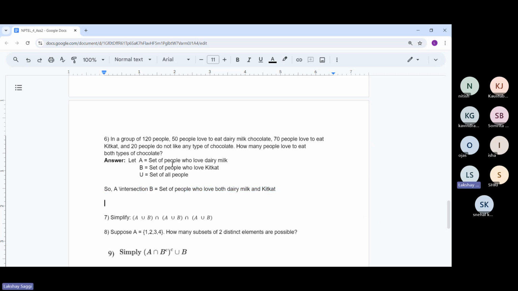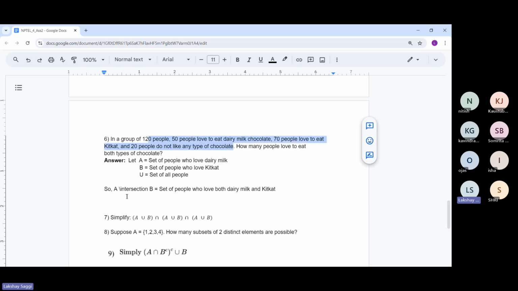So, we are also given some cardinalities, and maybe we'll make use of these. We are given the number of people who love to eat Dairy Milk and who love to eat Kit Kat, and we need to find out how many people love to eat both types of chocolate. So we need to find the cardinality of A intersection B.